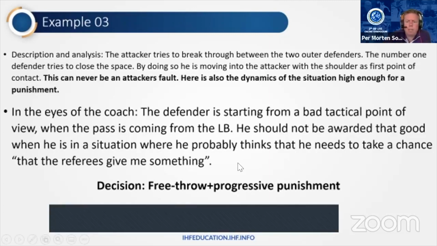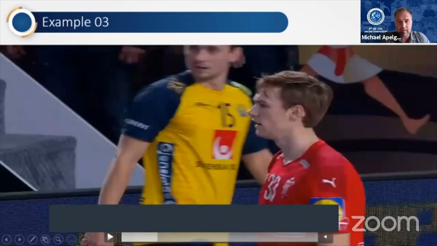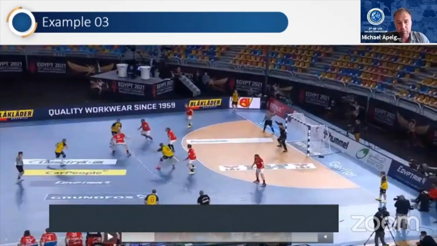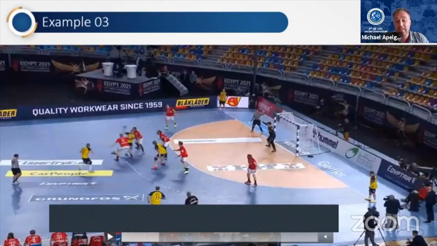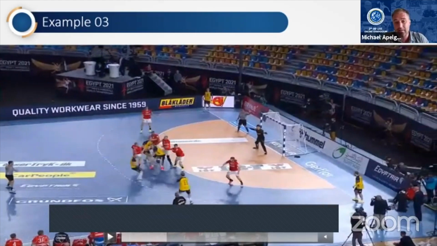How do you see this situation from a coaching point of view, Mikael? The first thing I was thinking when I was seeing, if you go back, is that this is a very typical situation in 5-1, that they succeed in passing behind the center. The most important thing is that I get a little bit irritated when I see this situation, because I think the wing defender here is in a bad tactical spot.